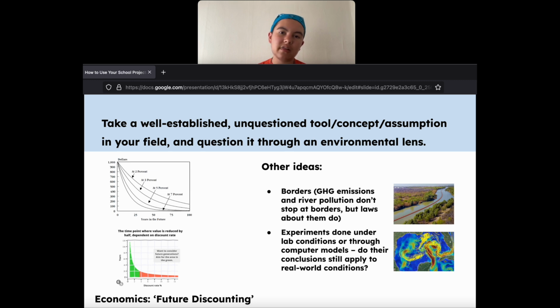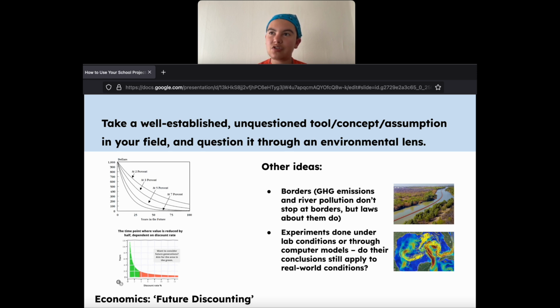So there's actually a lot of literature out there that is questioning this previously unquestioned tool of future discounting through an environmental lens. So that's something you can look at to get inspiration on this type of idea. But future discounting isn't the only place where you could use this tip. Other ideas, just thinking of them, you could question the idea of borders.